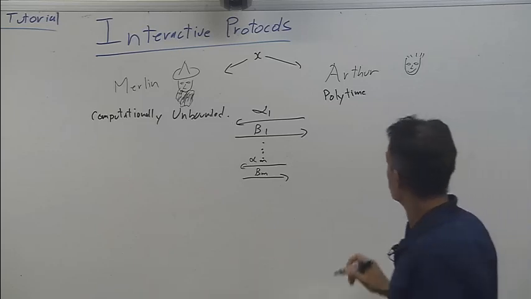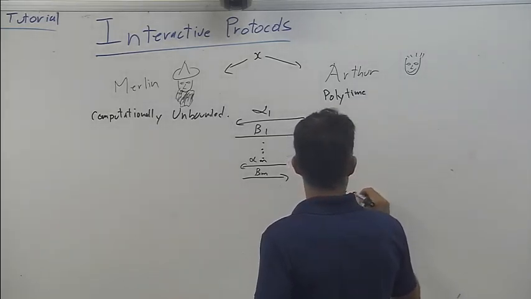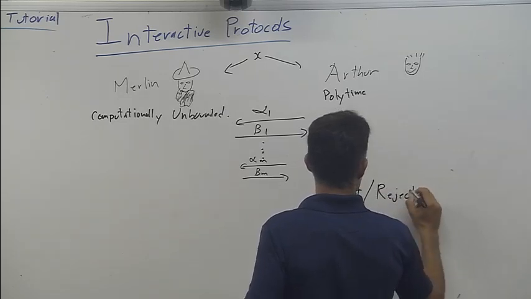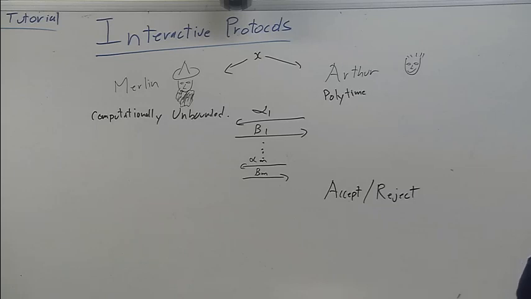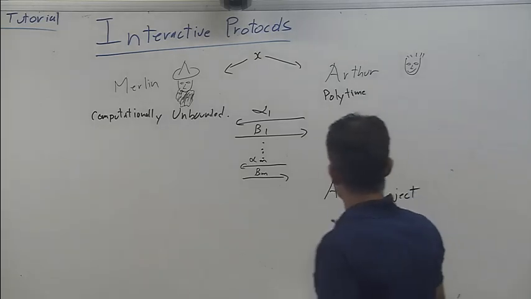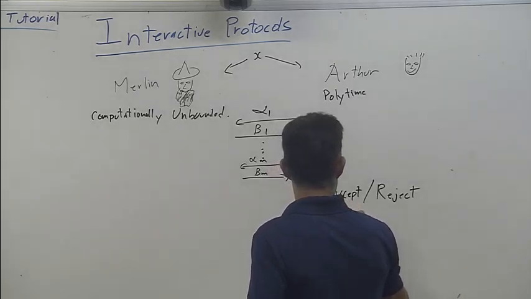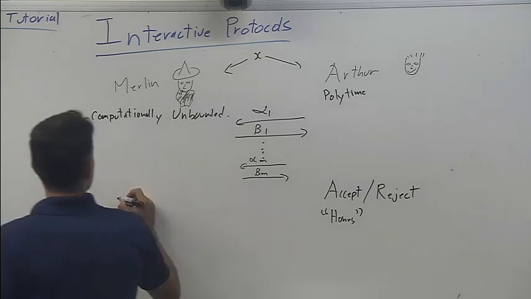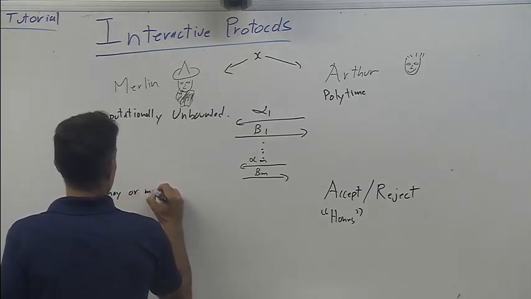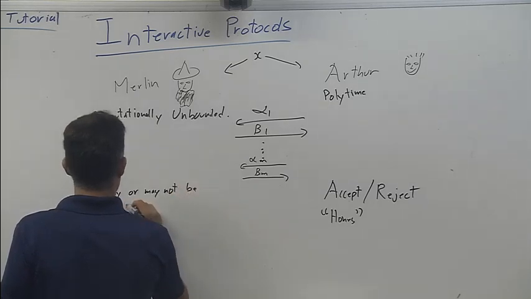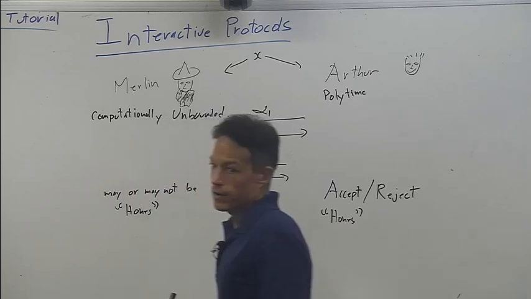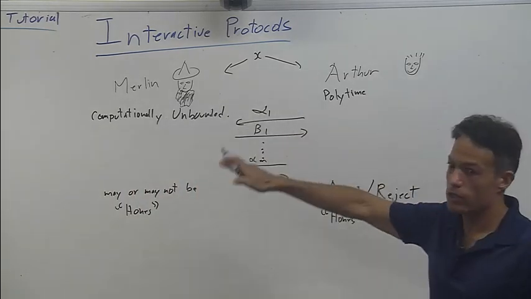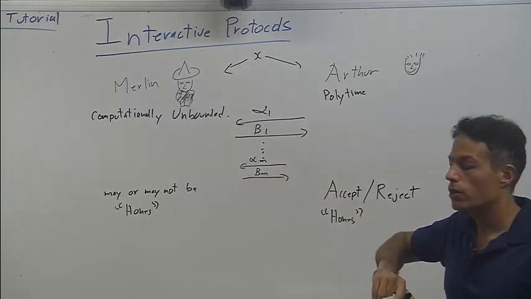And at the end, Arthur is going to accept or reject. That's again our 0 and 1 from the decision problem. And we assume Arthur is, for some definition, honest, because otherwise Arthur could just reject everything or accept everything. If Arthur's not honest, the whole thing is trivial. But the prover, Merlin, may or may not be honest. So the protocol is going to prescribe what Arthur does and what these messages are, but the prover can deviate from the protocol. And we're going to talk about that.